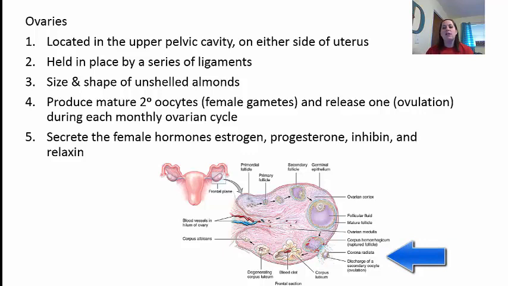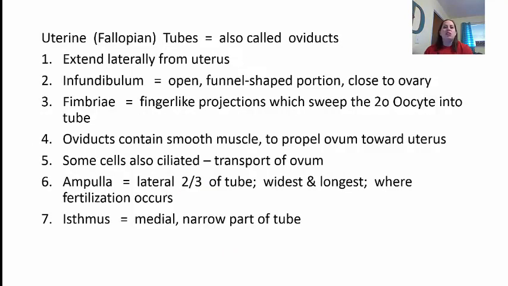Again, each ovary can release an egg at a time, so there could be 2 released at a time normally. Again, if certain drugs are present or genetics can play a role, more eggs can be released at the same time. They also secrete the female hormones estrogen, progesterone, inhibin, and relaxin. We then see the uterine or fallopian tubes. Again, they're also known as the oviducts. These extend laterally from the uterus. They have an area that's called the infundibulum.